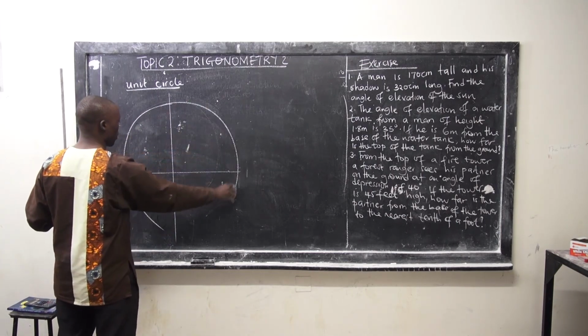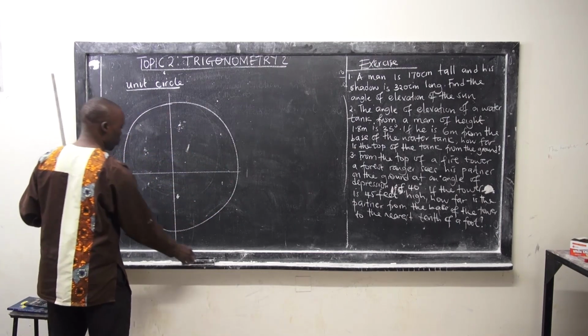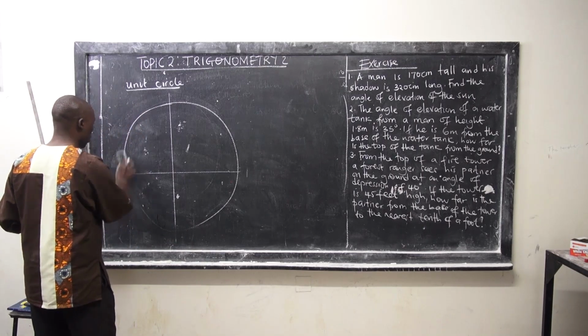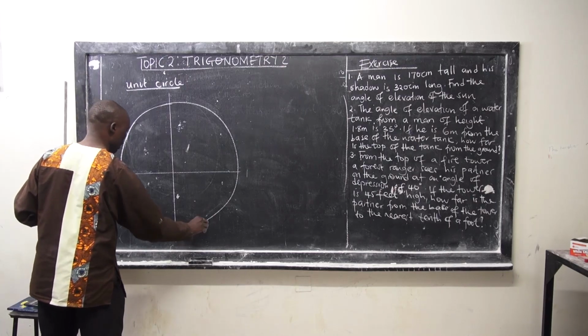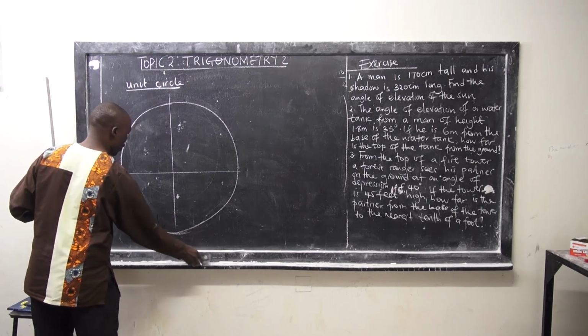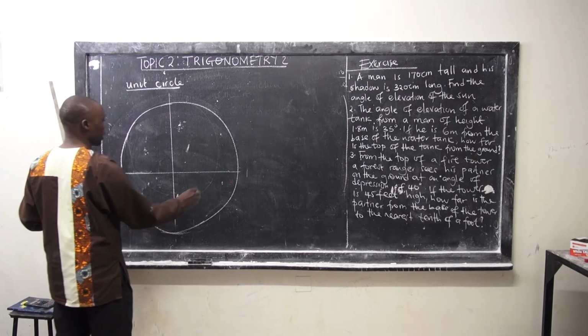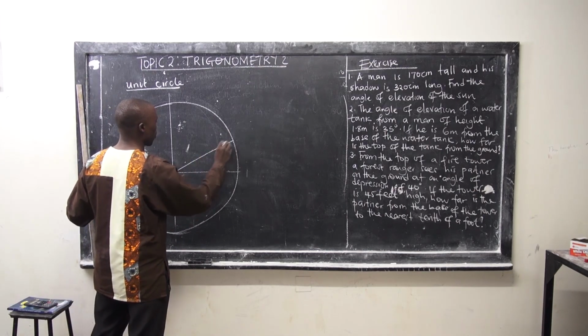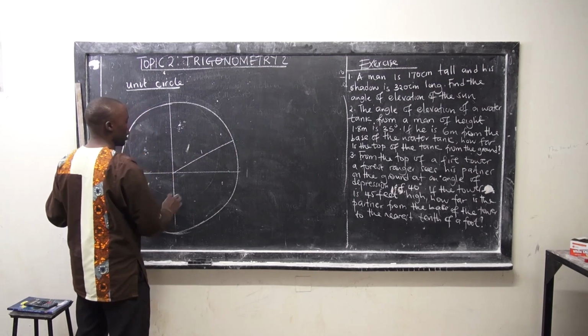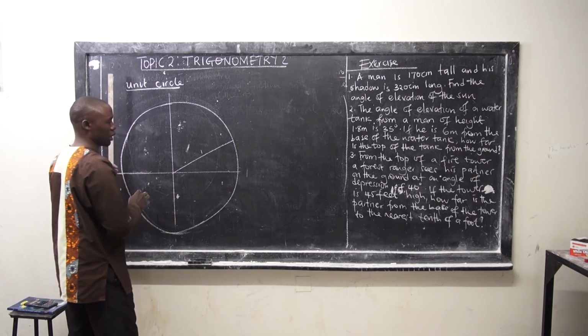So from this unit circle, we are going to build the formulas for cosine, sine, and tangent. So that's our unit circle. Unit means it has a radius of 1. Anywhere that we prefer to draw, the radius is 1. Even from here to here, the radius is 1.